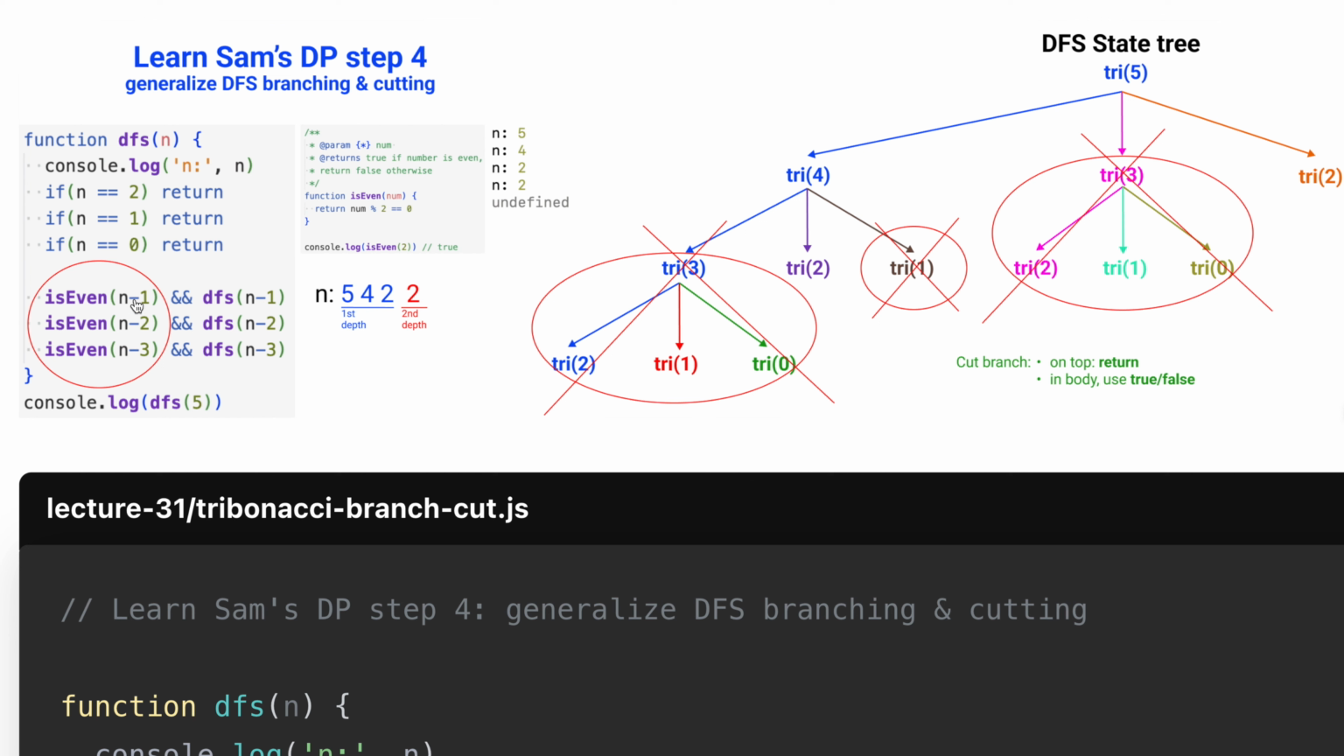So basically, if they are even, I'm going to run them. If they are not, I'm not going to run them. And if I run this function, it's going to give me 5, 4, 2, 2, and undefined. It's returning undefined because I'm not returning anything within the function, but it's printing 5, 4, 2, 2. And we can understand why by looking at the state tree that we have here.